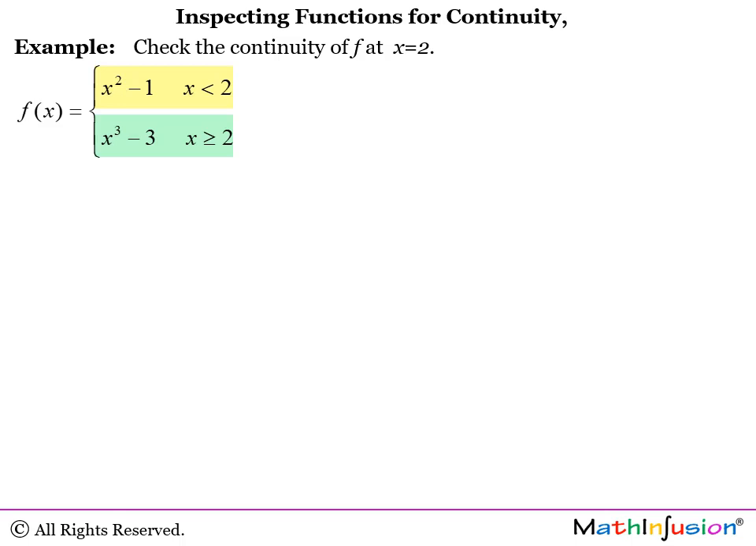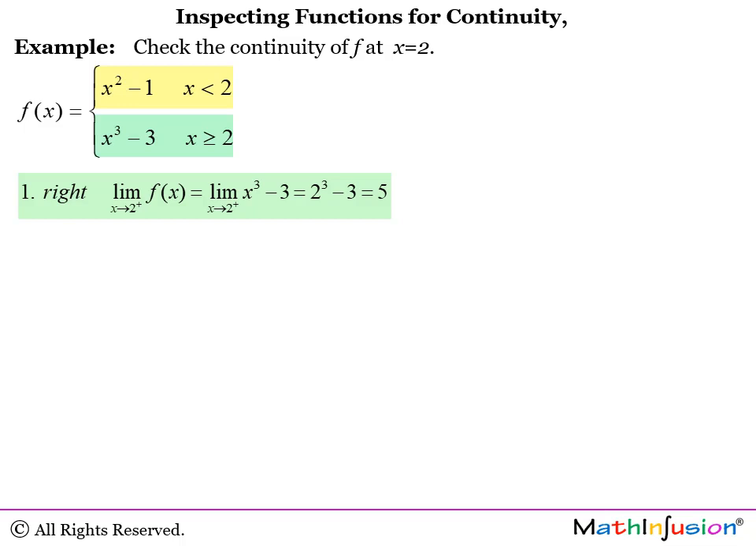Now we are going to inspect functions for continuity, and we are going to use the two options of the 1, 2, 3, 4 and the other option that I gave you before. In this case, we are not going to sketch the graph. We are going to analytically inspect the function for continuity. And we obviously want to check at a suspicious point, which is x equals 2.